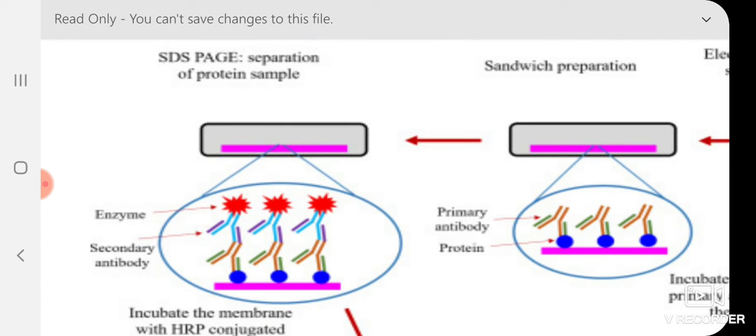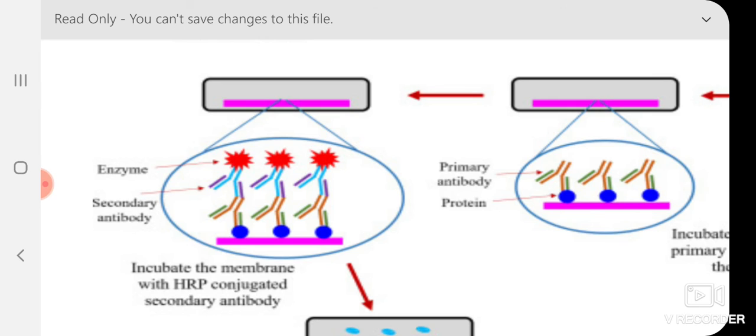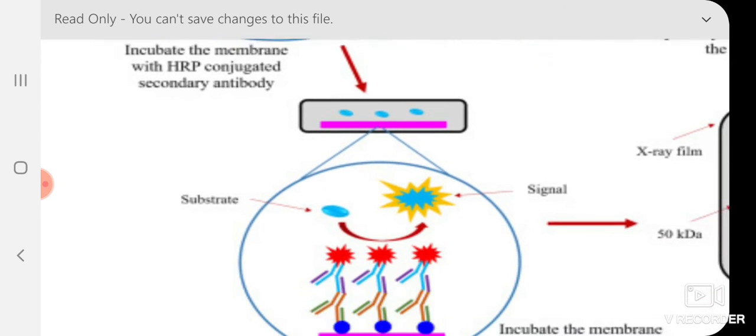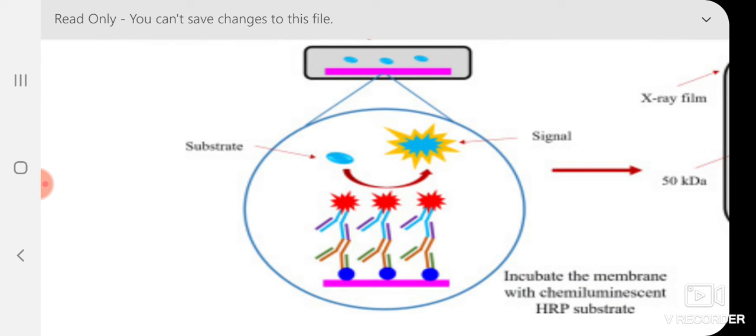Then we use the secondary antibody. The secondary antibody may be linked with a fluorescence molecule or an enzyme. Here it is an enzyme, an HRP conjugated secondary antibody. Now if you give the substrate, it will give a signal which you can detect in autoradiography. If the primary antibody is linked to the protein, which is a blue color spot, the secondary antibody will come and bind only the primary antibody, and then through this reaction you will get a signal.